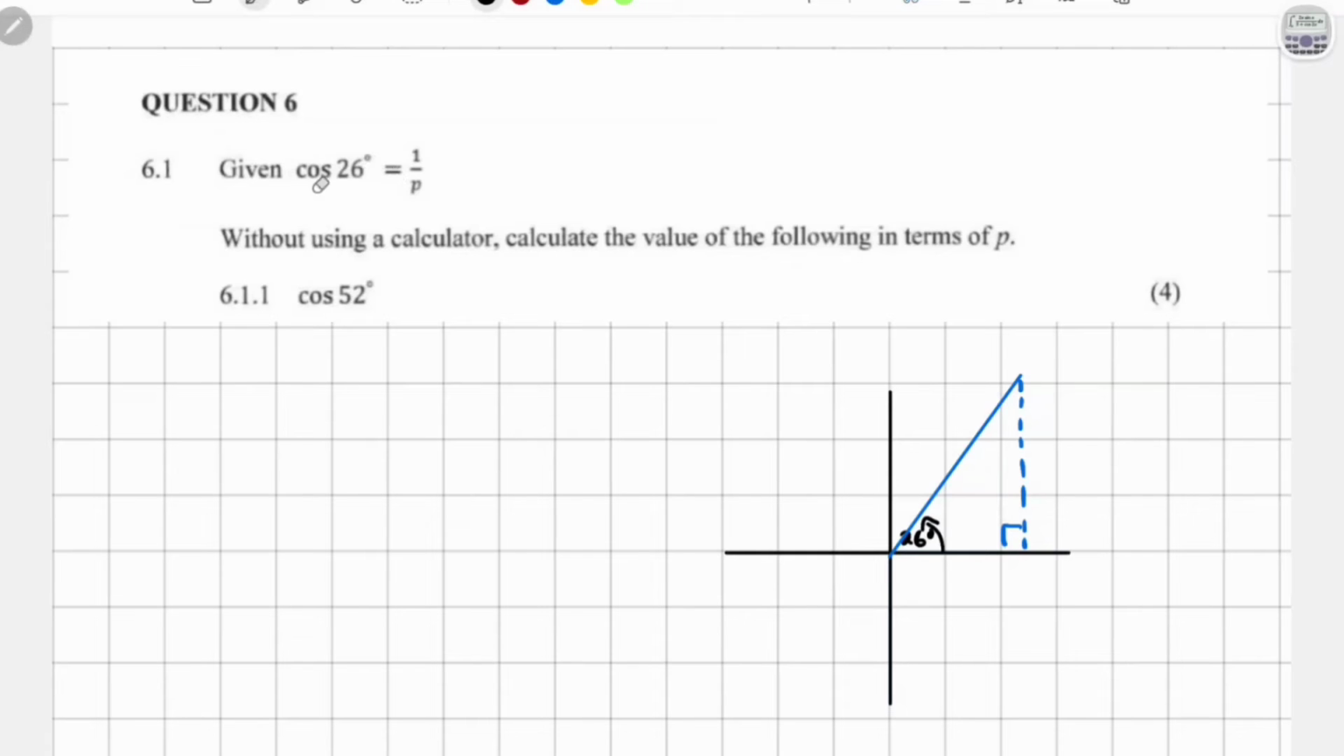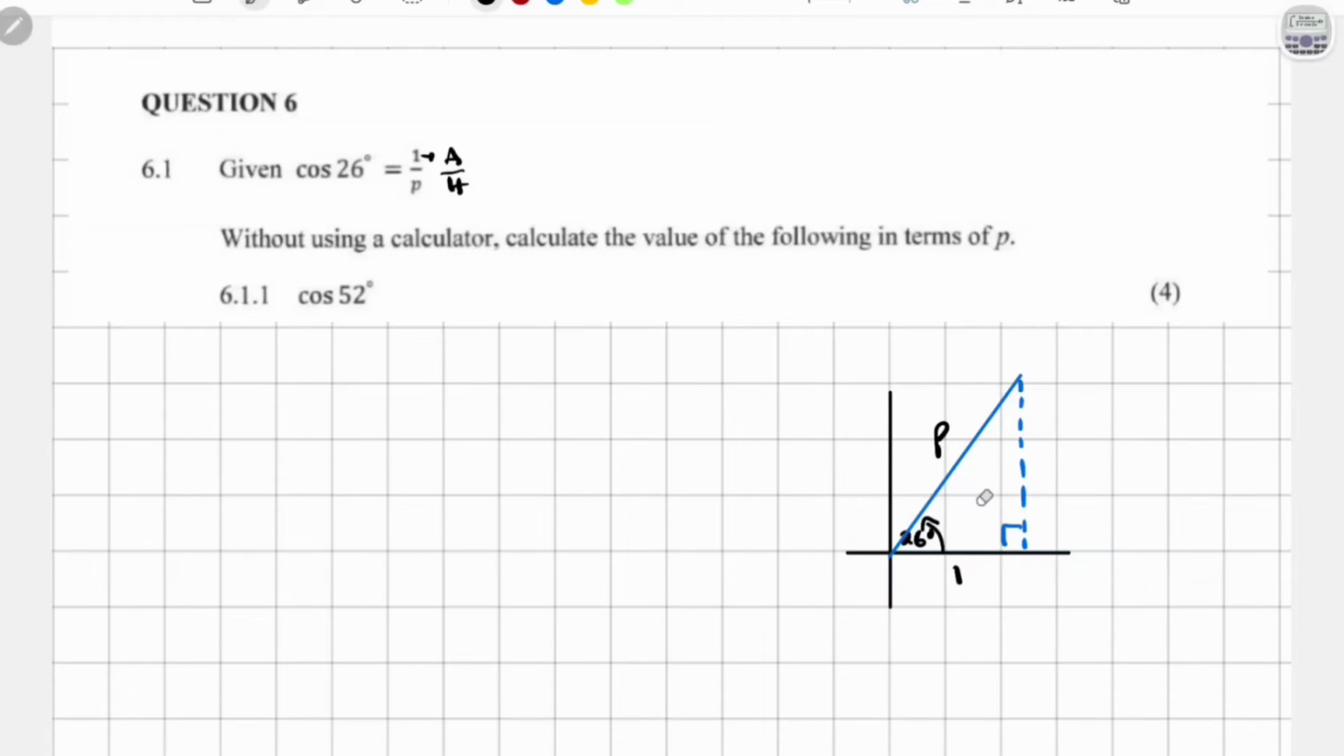And they said specifically cos of 26 degrees is 1 over p. Well, what do you know about cos? Cos says what over what? It says adjacent over hypotenuse. So 1 is your adjacent side, the side next to the angle, and then the hypotenuse is p. So you see that the opposite side is what we just have to find in this question first.